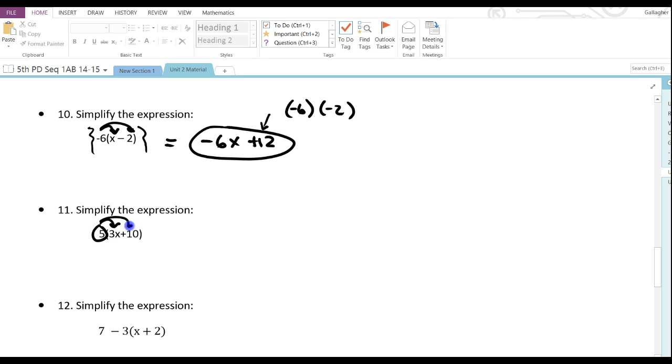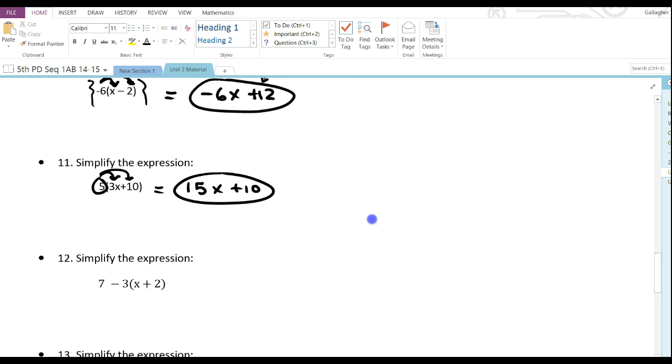Number 11 is very similar. You distribute to remove the parentheses from this term. We have 15x plus 10. And that's the answer to number 11.